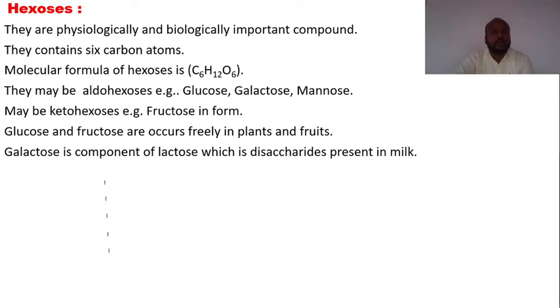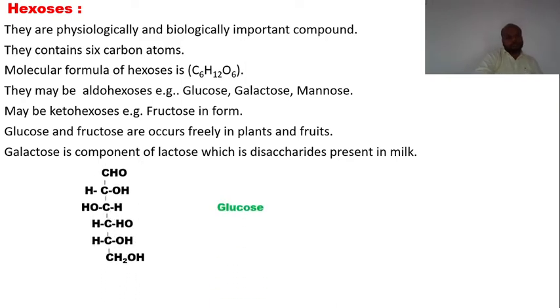You know galactose is a component of lactose, which is a disaccharide present in milk. That means lactose is a form of disaccharide which is present in milk. This is the structure of glucose. Here there is a 6 carbon containing compound, and glucose acts as the main energy source to the cell. So this we call a monosaccharide.